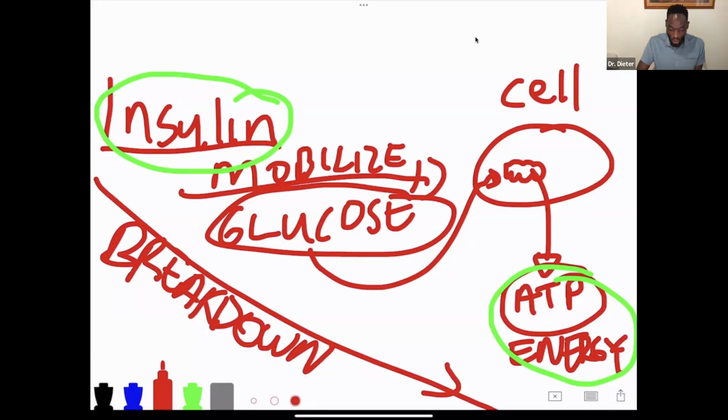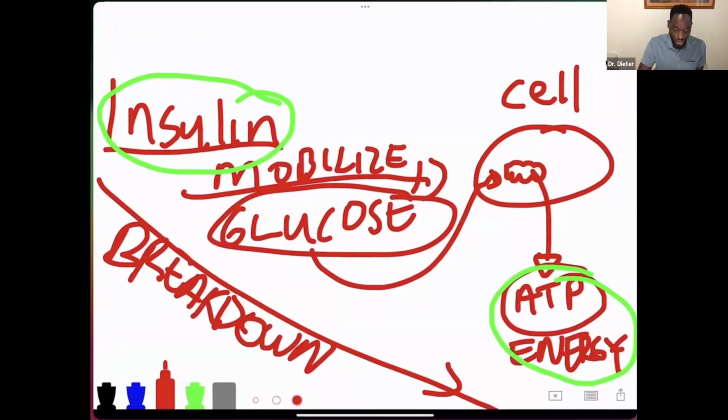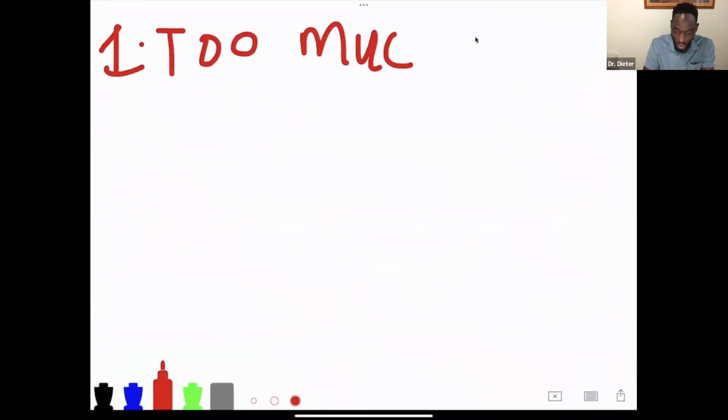So how does the breakdown of insulin resistance occur? It occurs in two processes. The first process in which the breakdown of insulin resistance occurs is something we call too much fat. Just as simple as too much fat.